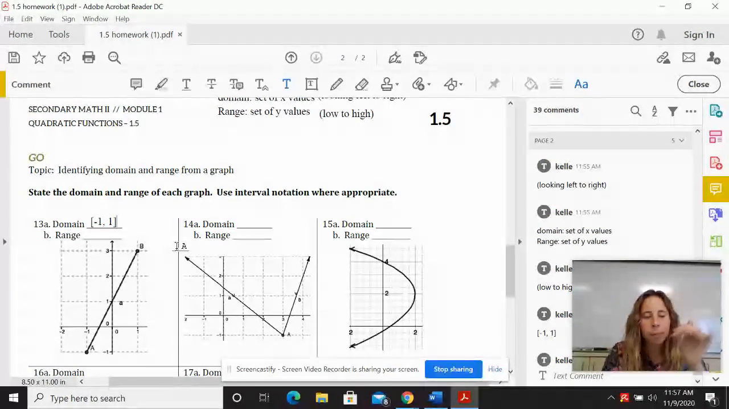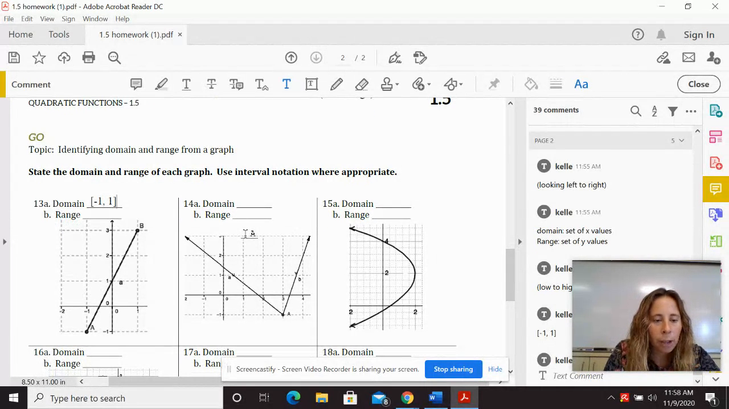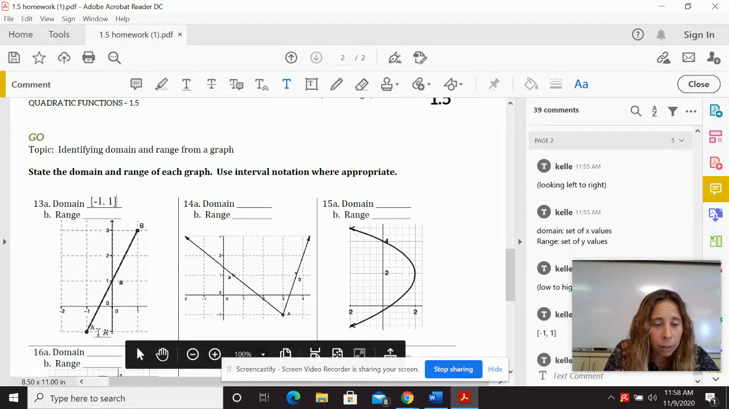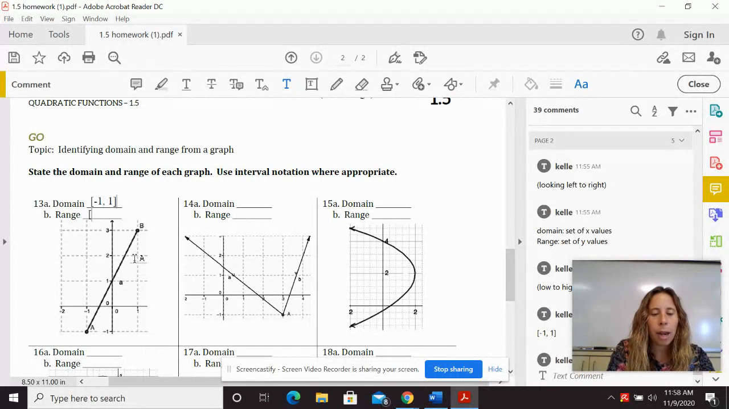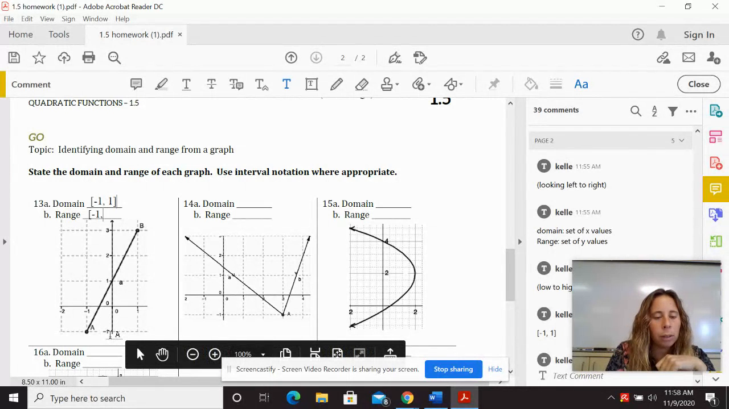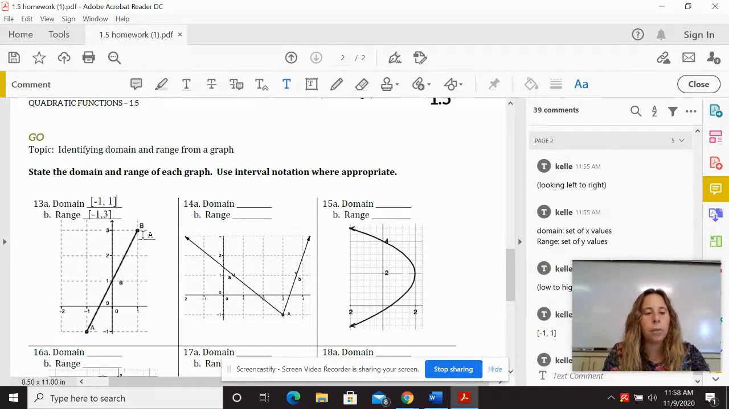All right, and then the range. Now you got to switch. Range is thinking about y values. So you always write from low to high. So my lowest y value, -1. Once again, it's not a hole, it's a filled in point, so you're going to use a bracket, -1. My highest y value. So remember, we're looking low to high. So lowest is -1, highest is 3. So that would be domain and range for number 13.